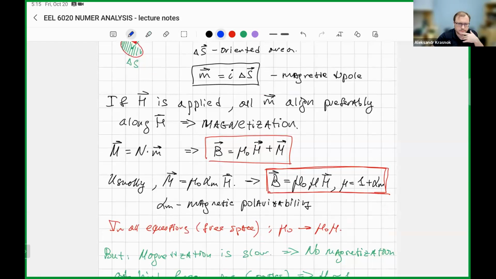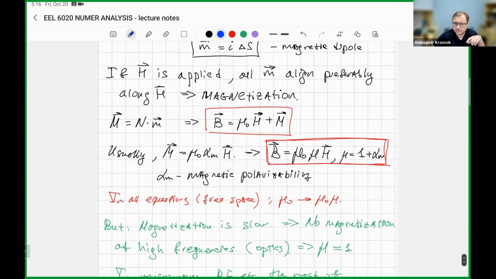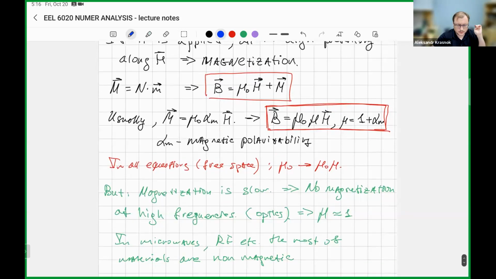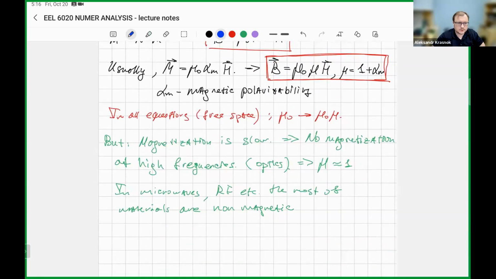So the existence of these magnetic dipoles leads to magnetization in some materials, okay? And this magnetization, likewise polarization, is introduced to the Maxwell equation through this letter M capital. And in order to describe magnetization, we can use this magnetic polarizability alpha and magnetic permeability mu. So this mu coefficient is the magnetic permeability and describes the magnetization of some materials in the presence of a magnetic field.